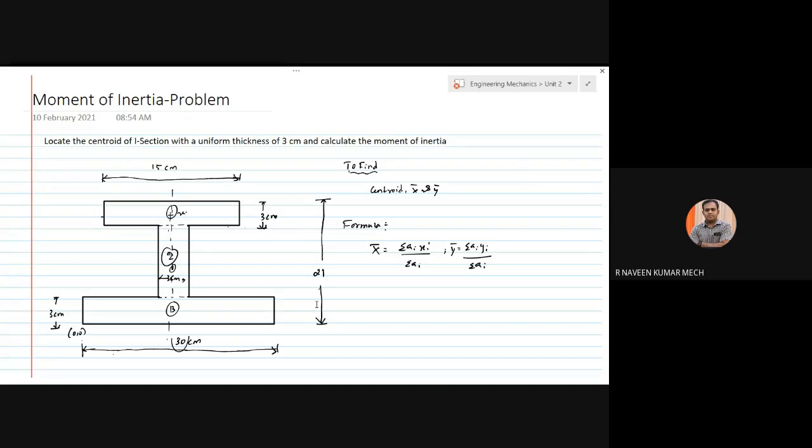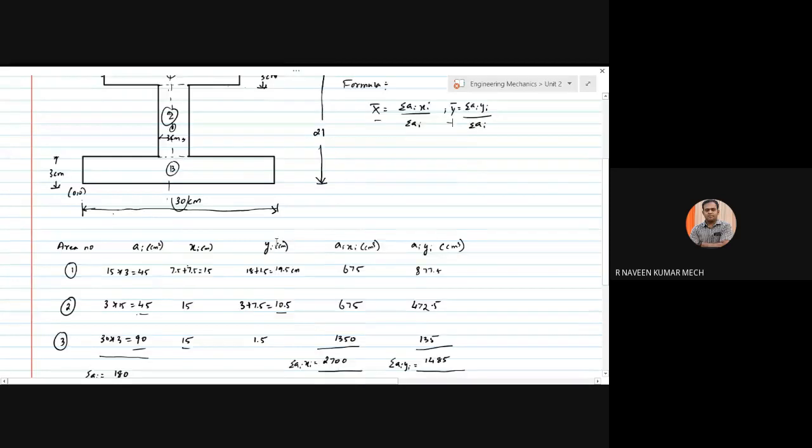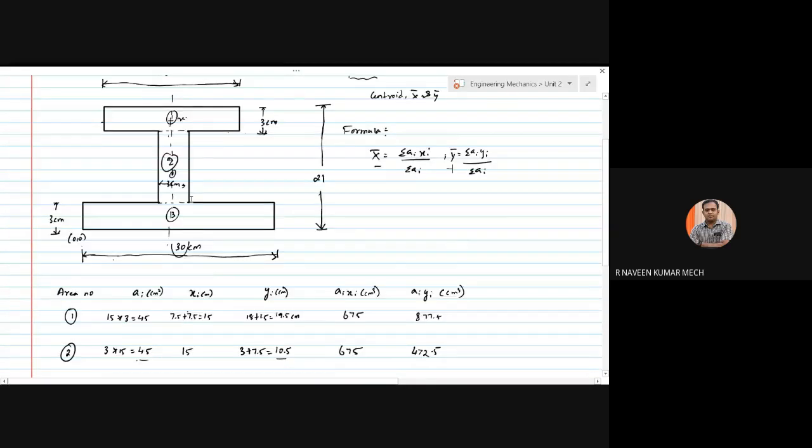What is the formula for finding the centroid? That is x bar equal to summation of ai xi divided by summation of ai, and for y bar we can find the value as summation of ai yi divided by summation of ai. This is the formula for finding x bar y bar, that is the centroid for a given cross section. Since it has three different areas, there is no direct formula for finding the areas and the x bar y bar for an I section.